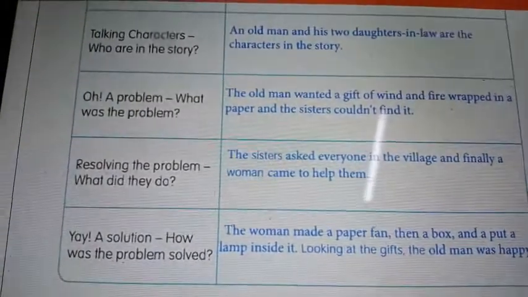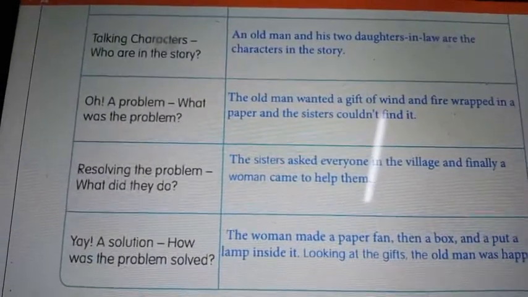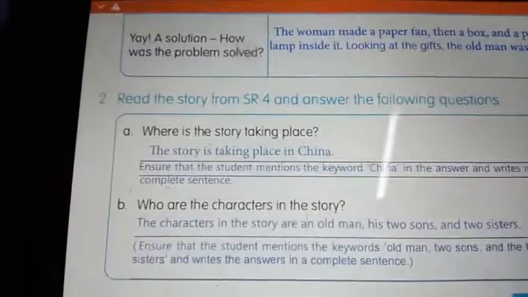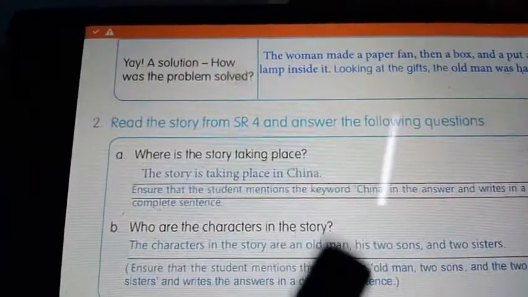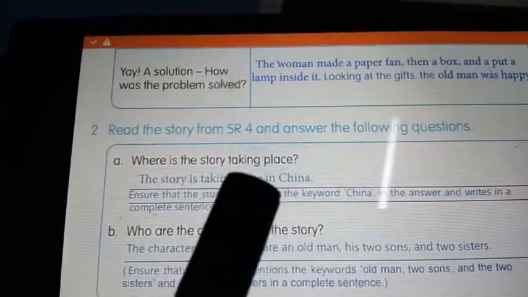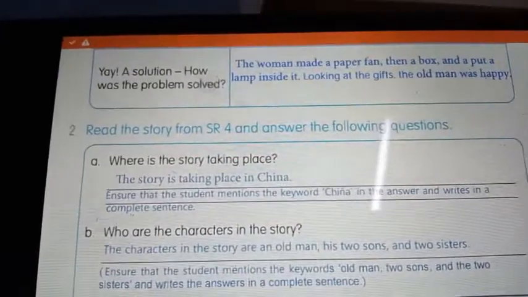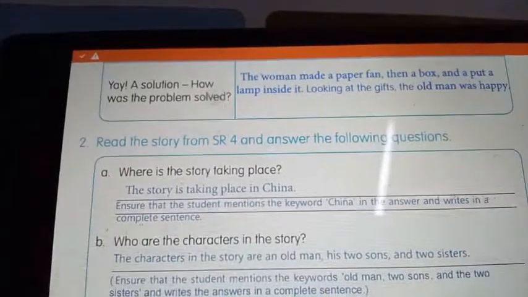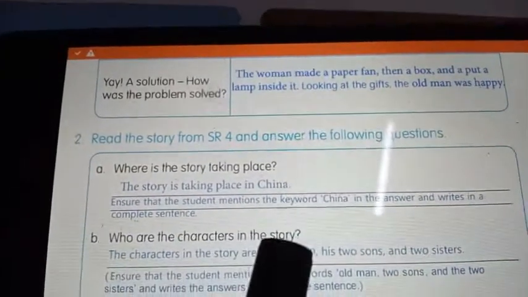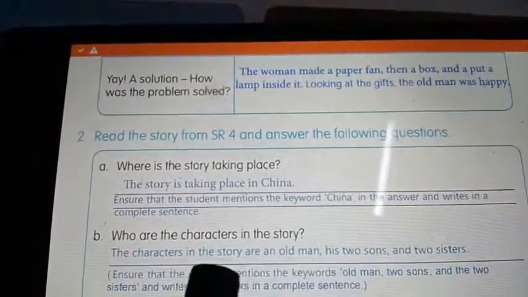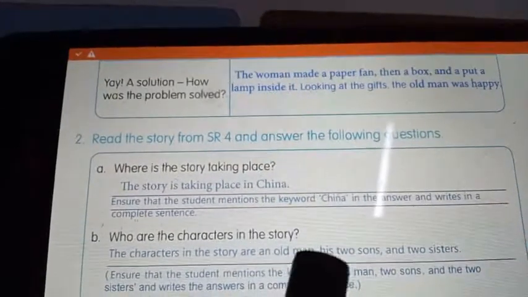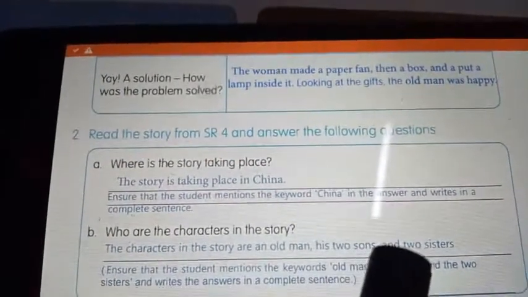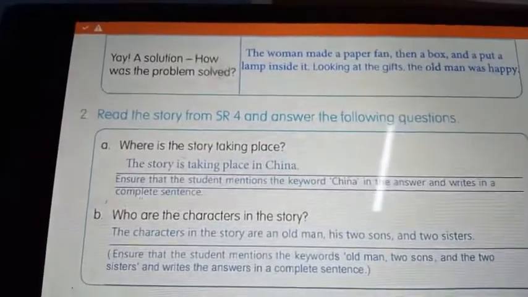Yes. Next, let us move to the second question. Second, A. This is also the same story. Where is the story taking place? Yes, the story is taking place in China. Who are all the characters in the story? The characters in the story are an old man, his 2 sons and 2 daughters-in-law, right?